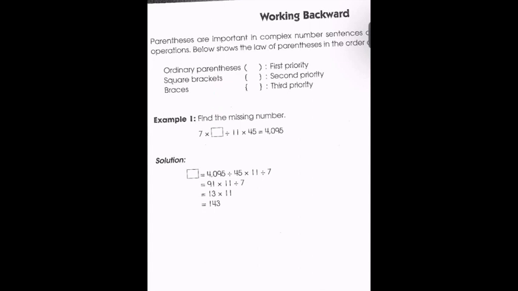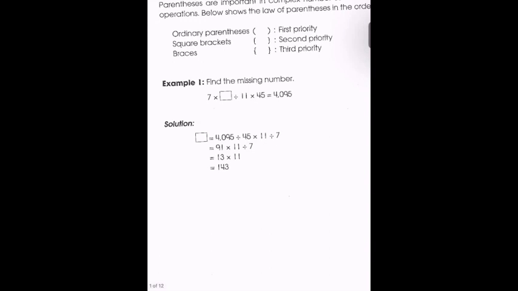So for example, example 1 says find the missing number. So we have 7 times blank divided by 11 times 45 equals 4,095. And so to find the blank, the missing number, we're going to work our way backwards. So blank is going to be 4,095 divided by 45, divided by, we'll just work in order. So divide by 45. Since we divided by 11 here, on the other side we're going to multiply by 11. And then we're going to divide by 7 again.